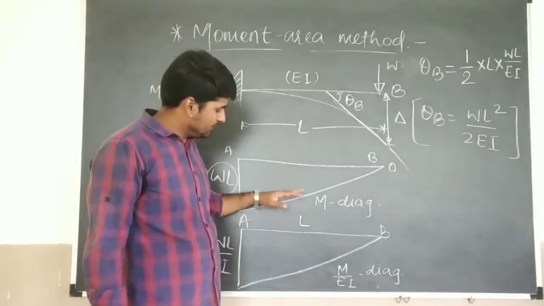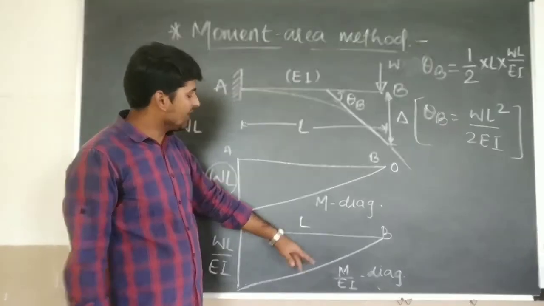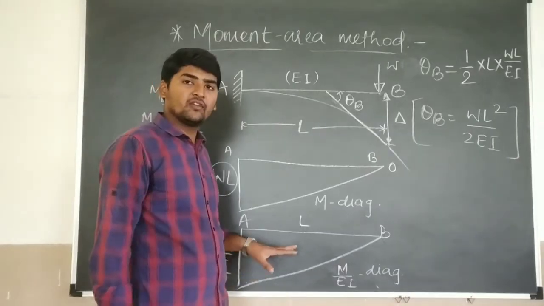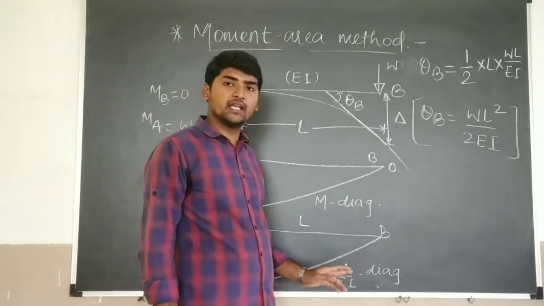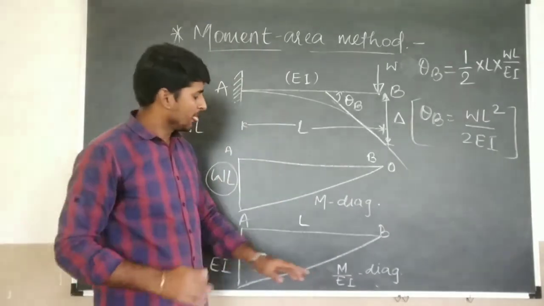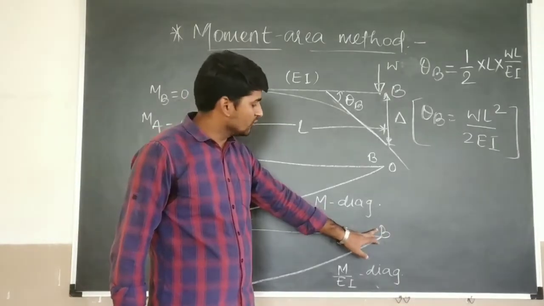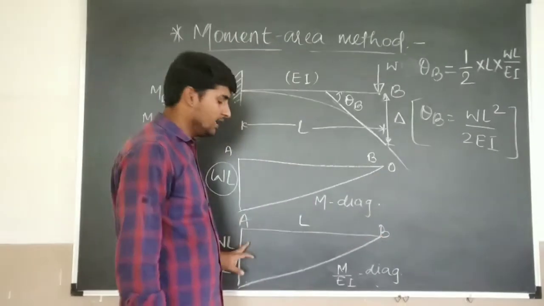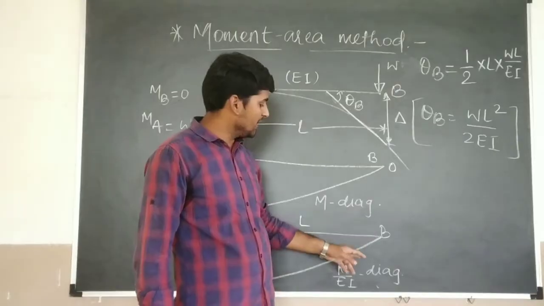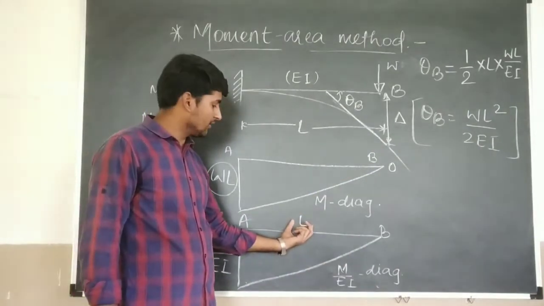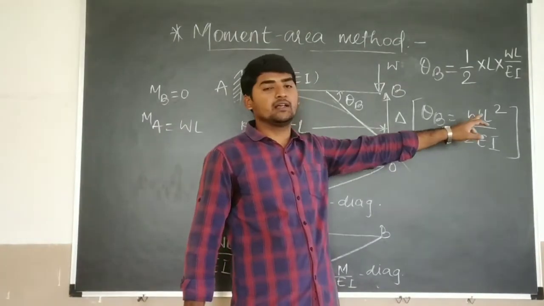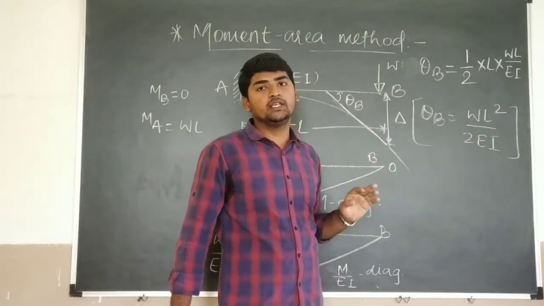Simply we have to draw the M diagram, then the M upon EI diagram by dividing the M diagram by EI values. And for finding the slope at any point, we have to take the area of the M upon EI diagram from that point to the fixed end. Here we have to find the slope at B, so we simply take the area from B to A and calculate this total area. So the slope at B will be half into base, L, and height WL upon EI. So we get theta B is WL square upon 2EI.